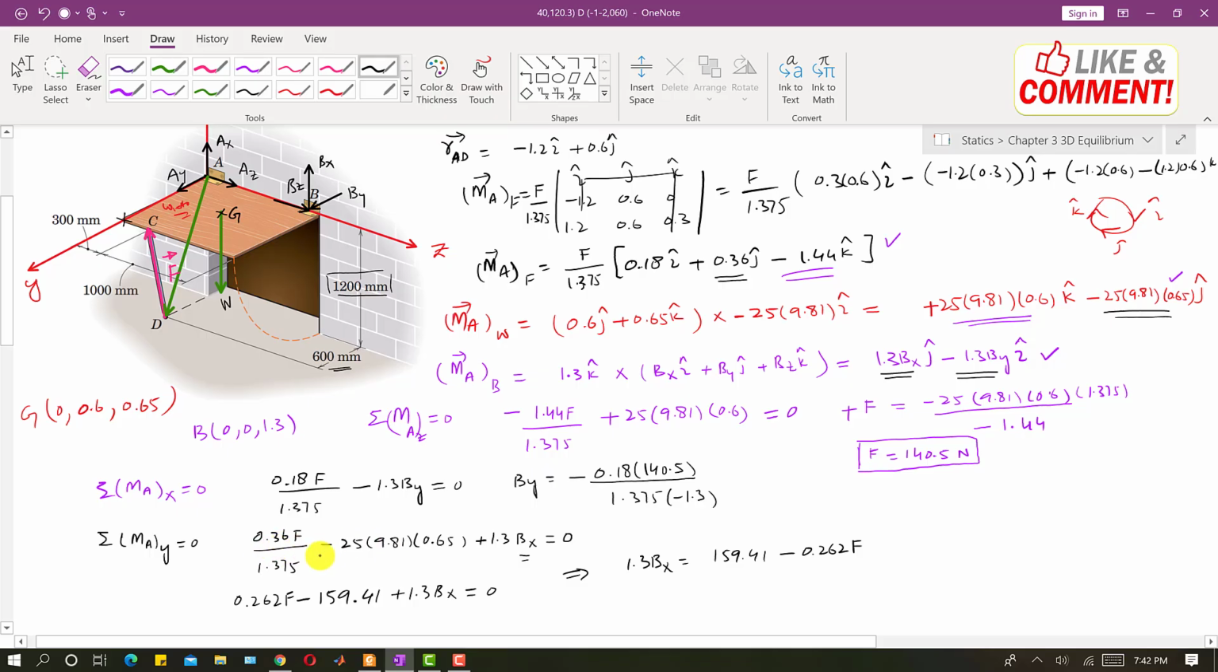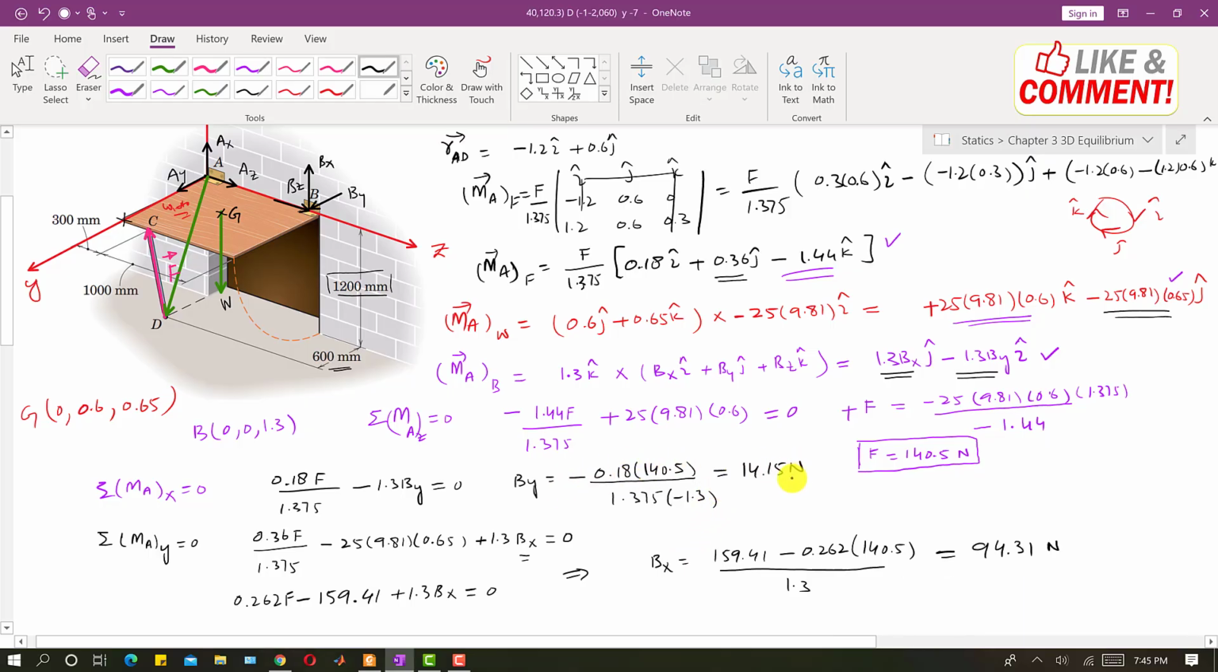Now when we simplify this equation, from this ratio we get 0.262 and this gives us minus 159.41, and this is 1.3 Bx. We want to find this Bx, so this will become plus on the other side and this will become negative, and we know the magnitude of force F as well. So we can write this as 140.5, and if we divide this by 1.3, we will get the Bx magnitude. So let me solve this, find this By magnitude and this Bx magnitude first.